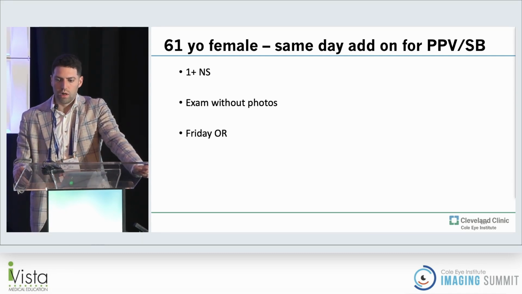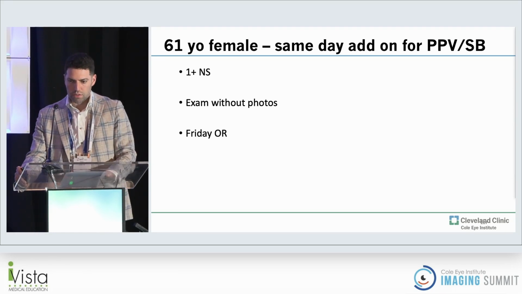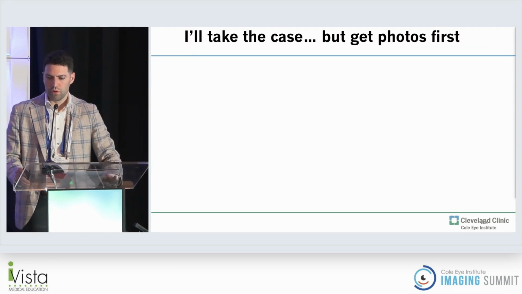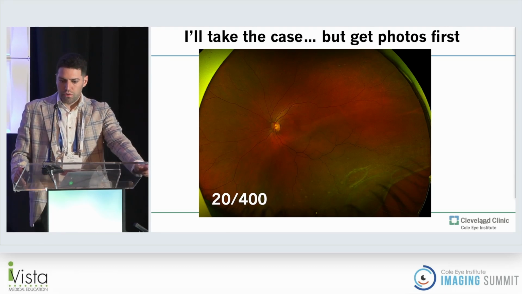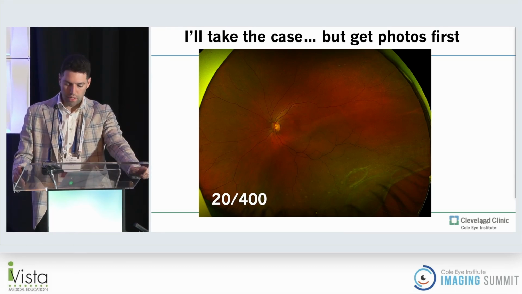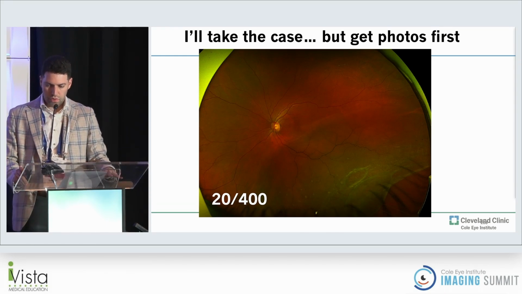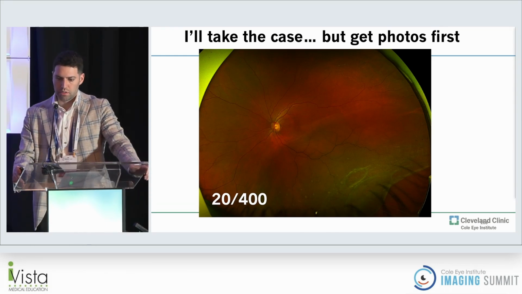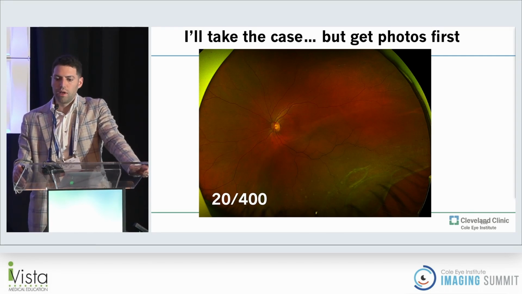I'm in Friday OR, and I'm asked if I can add this case. I say sure, but we're gonna get some photos first. So this is 2400 MAC off. Looks chronic. There's actually a cyst infratemporally. Looks like a dialysis versus a GRT, but I can't really depress this patient until they come to pre-op.